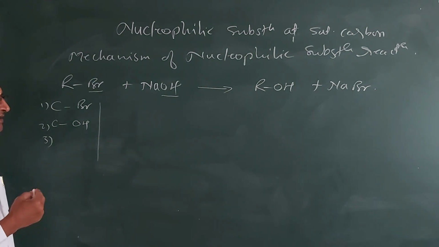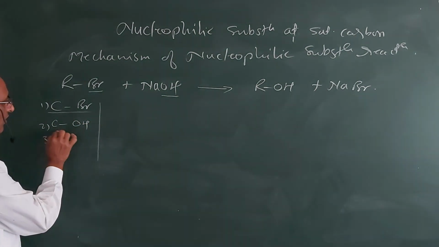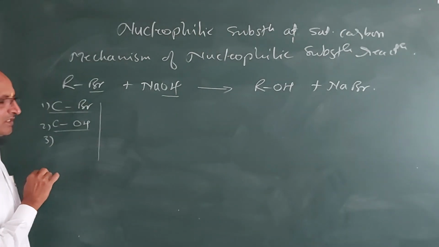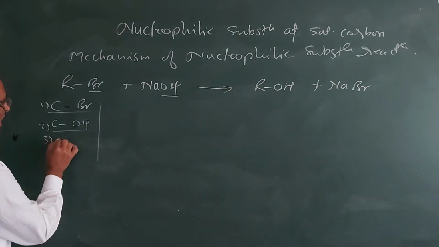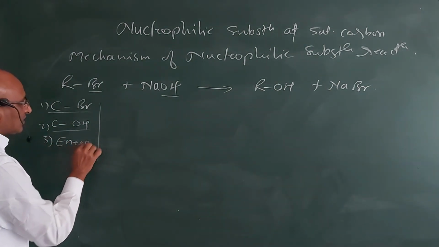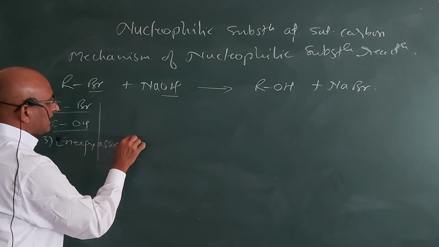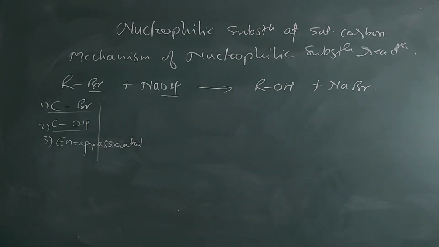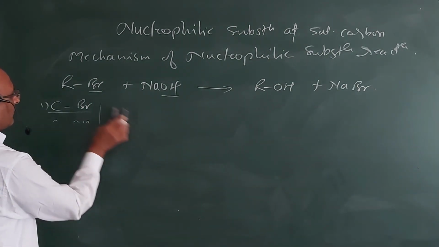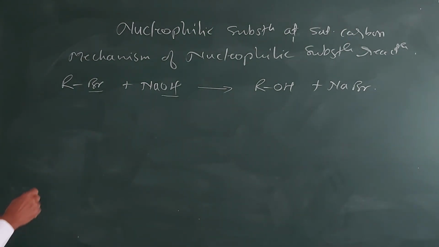So in this reaction, is the C-Br bond broken first, or is the C-OH bond formed first? And whenever this bond breaking and bond formation is taking place, what energy changes are associated with this reaction? To study this sequence, there are different possibilities by which the reaction may have proceeded.